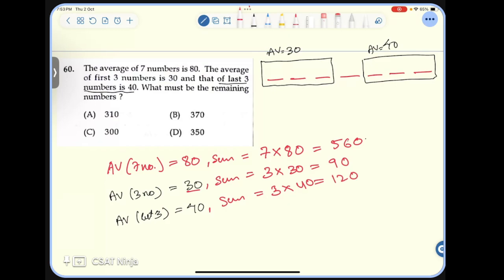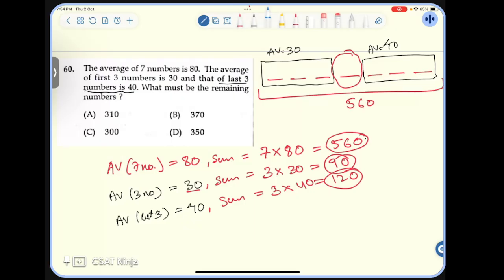So how much are we getting? I'll find the total sum, which is 560. From that, I'll subtract the first three and the last three, which will give us the remaining number. The sum of the first 3 terms is 90, and the sum of the last 3 terms is 120. If I sum these two, 90 plus 120 will be 210.